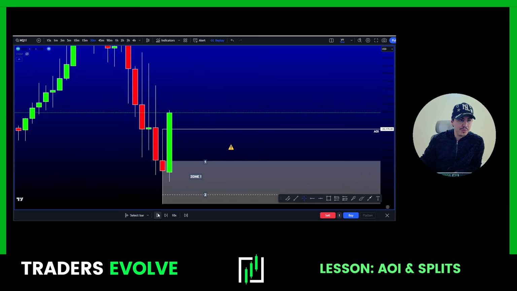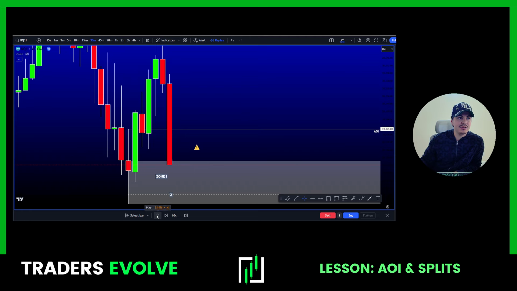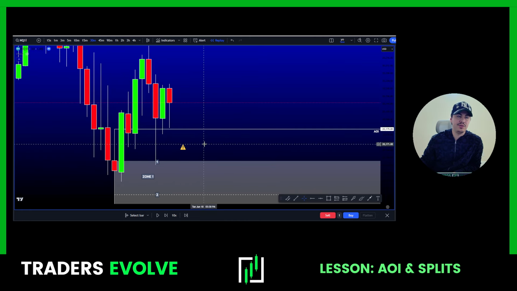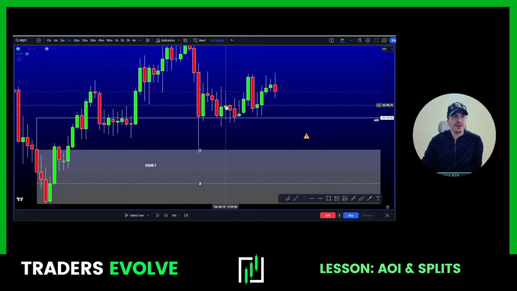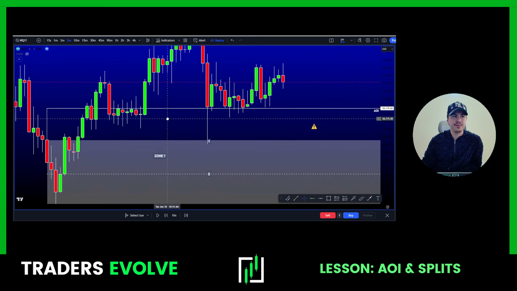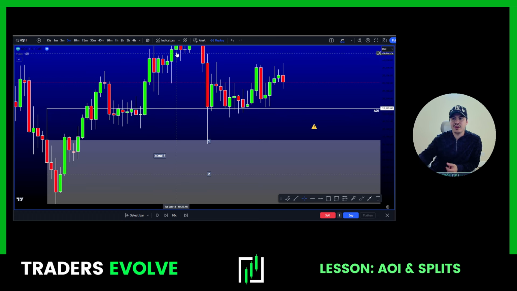So let's see how this plays out. Okay, so yeah, there you go. Let's look at this very quick. What happens here? Check this out, because this is so important. So now you understand what an AOI is. Keep that locked in mind. It's the top of the wick of the basic candle when it's supply, and we'll go over supply AOI.